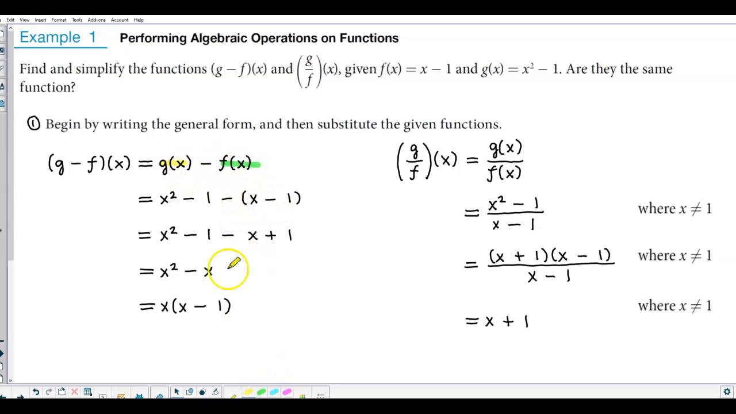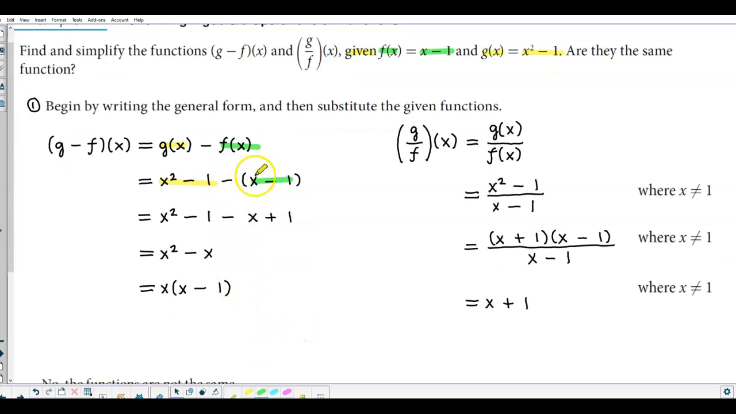Now, what is g of x according to our given information? Well, g of x is equal to x squared minus 1. So g of x is going to be x squared minus 1. Then minus. Then we know what f of x is. Well, f of x is equal to x minus 1. So we're subtracting, and then in a grouping, we got to make sure that we distribute that minus sign. So now, when we distribute the minus sign, we get x squared minus 1 minus x plus 1.